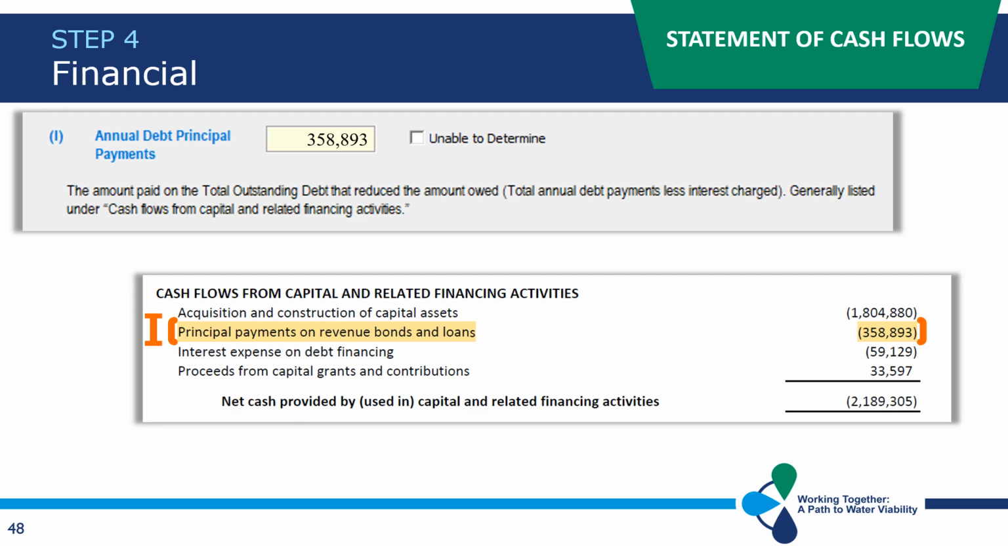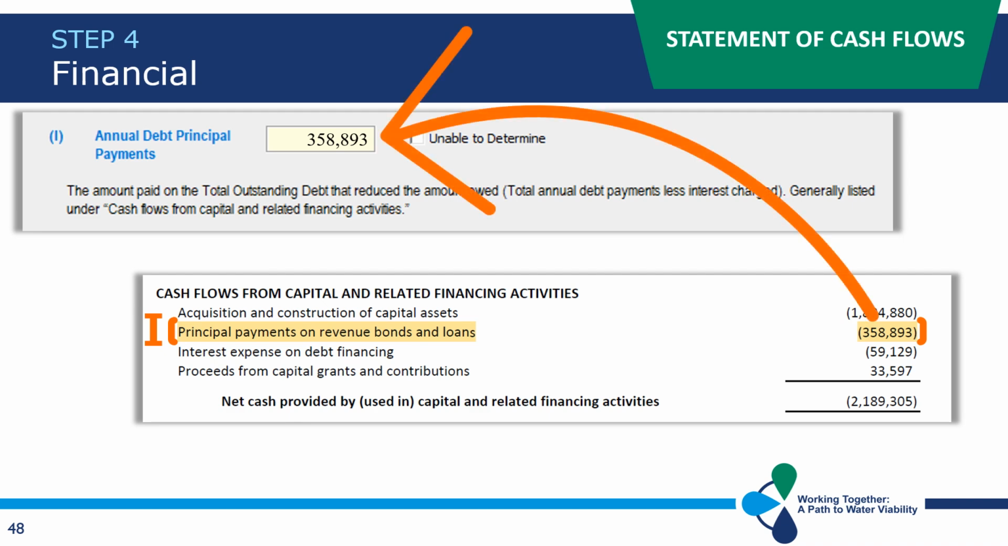If there are no audited statements, you can use the amortization tables provided by the lender for the year you're reporting on. Similar to interest expense, this number will be negative on the statement because it's a cash outflow, but it should be entered as a positive number in the tool. Also, like with other debt-related metrics, utilities with no long-term debt should enter 0.